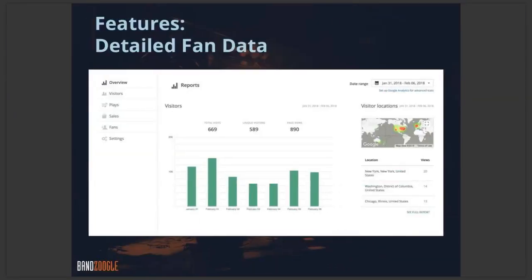We also provide detailed fan data. We do that through two different options. So we have a reports tab, and we have a built-in option that we created so you can see things like how many visitors came to your website, what pages they're looking at, what songs they're listening to, what songs they're skipping. You can easily set that up in the reports tab. You can also connect it with your Google Analytics. It'll give you just a little bit more information, and that's free to do as well. It's just a few extra steps.